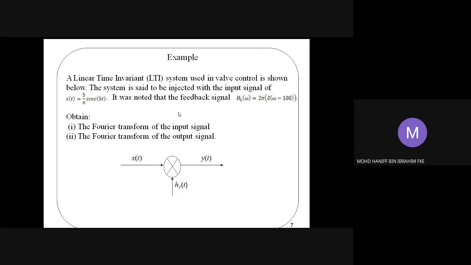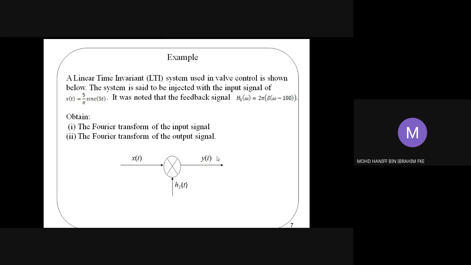Okay, so let's have a look at the solutions, these examples here. We have an LTI system used in valve control as shown below. The system is injected with the input signal x(t), which is 5 over pi sinc of 5t. It was noted that the feedback signal H1(omega) is 2 pi delta(omega minus 100). So we are given this diagram. x(t) is the input, h1(t) is a feedback signal, and H1(omega), the Fourier transform of h1(t), is given by this expression. And then we have the output y(t).